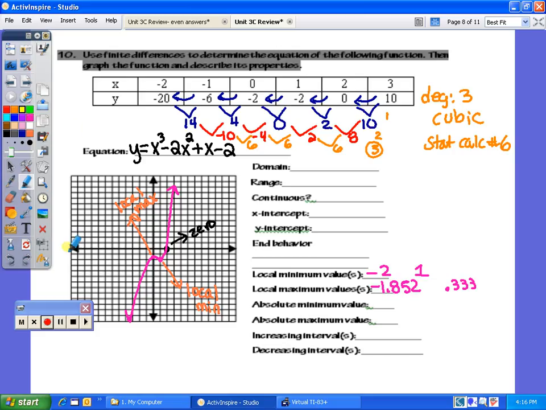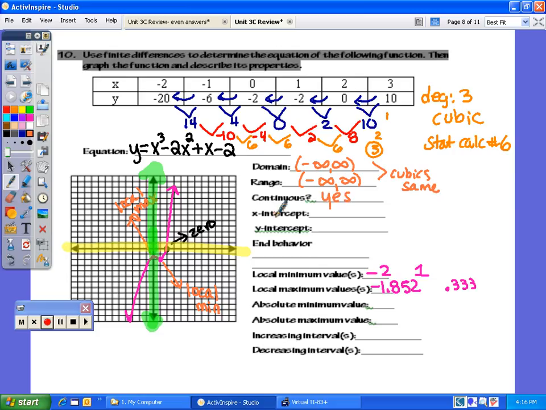Domain is going left to right. You see that it goes all the way left, all the way right, so that's our domain. Range does the same thing. It goes all the way down and all the way up. So range is the same. And remember I told you for cubics, they will be the same.